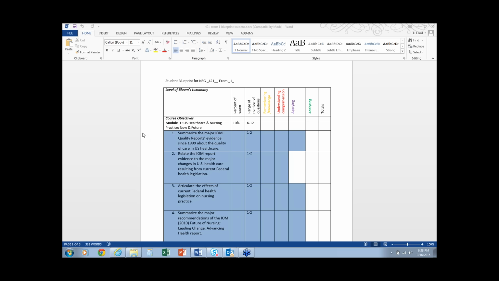So the very first thing I want to talk about is that you will see that this is your student blueprint, and this is for Exam 1 in Nursing 421. This level of Bloom's taxonomy going across the top in the colors is the difficulty level and the understanding level, we call it cognitive level, of the questions that are going to be in that objective area, okay? I will tell you the majority of what we are going to be working toward is that all of yours will be application and analysis. Currently, the only kind you've had have been knowledge and comprehension.